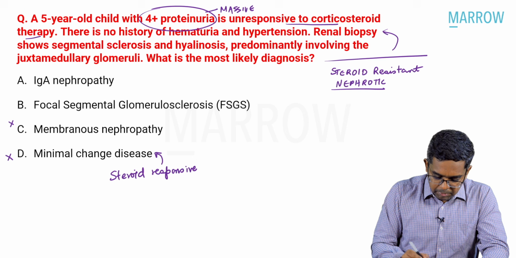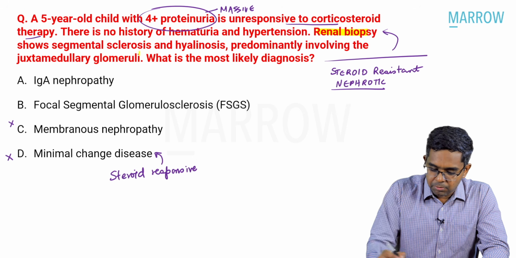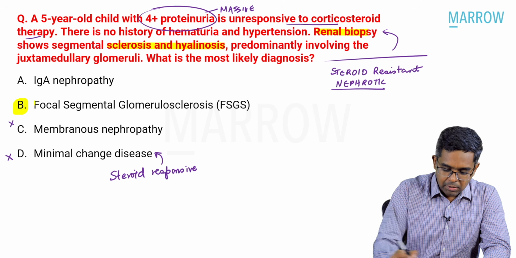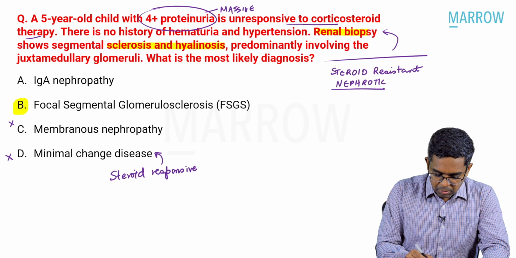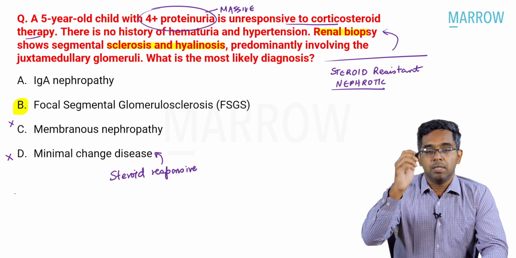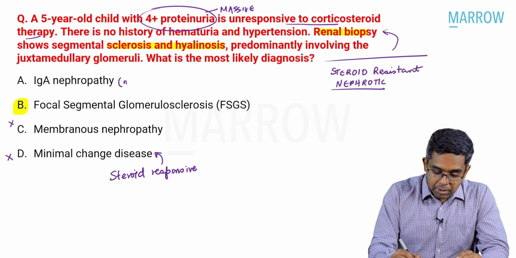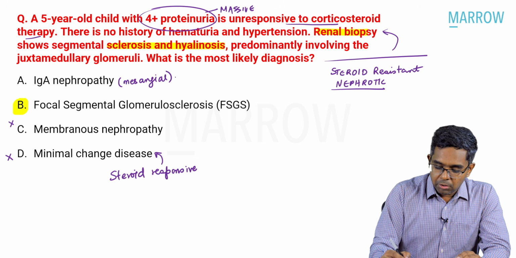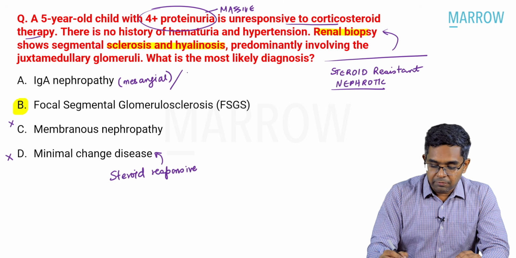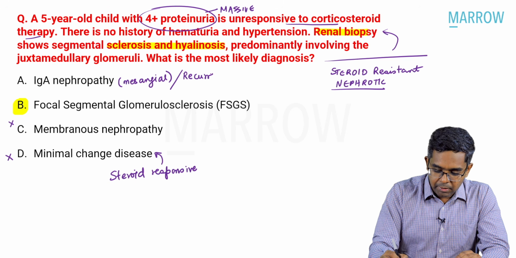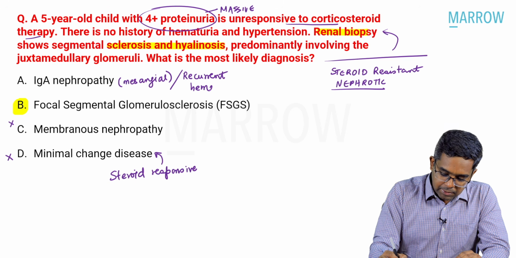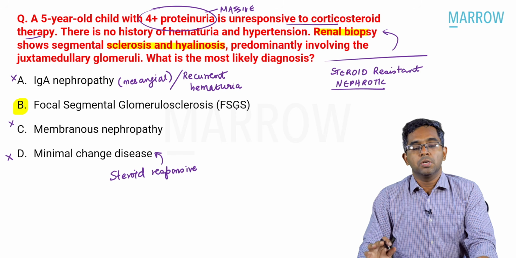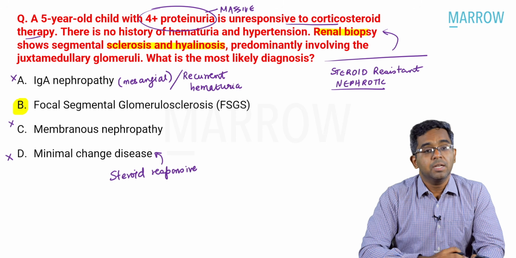Your entire answer is going to be based on the biopsy only. Renal biopsy shows sclerosis and hyalinosis of the glomeruli. Which condition fits into that? It is obviously focal segmental glomerulosclerosis, because if it were IgA nephropathy, they should have definitely mentioned mesangial deposits of IgA. Not only that, the characteristic presentation of IgA nephropathy is with recurrent hematuria, and clearly in the question it is mentioned there is no hematuria or hypertension. So that is definitely ruled out. So the clear answer for this question is option B, FSGS only.